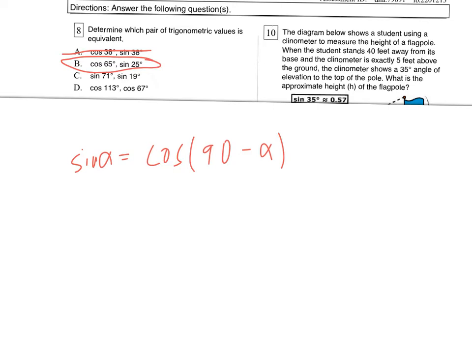This one, they do add up to 90, but you can see it's a sine with a sine. So if it's sine and sine, they should actually be the same. If it's sine and cosine, they should add up to 90. So that's why C is incorrect. And then kind of same thing for D there.